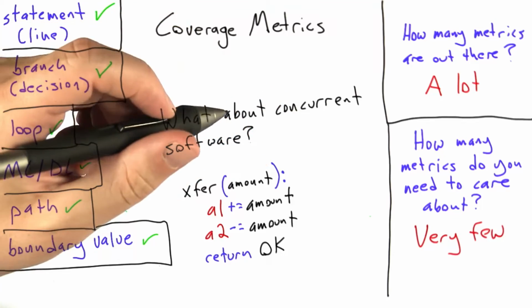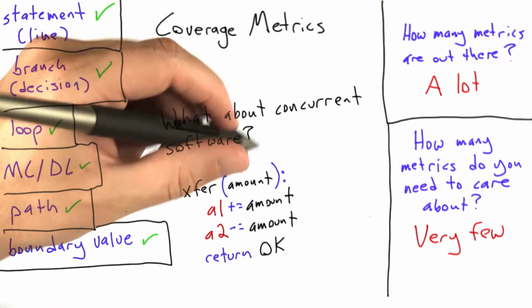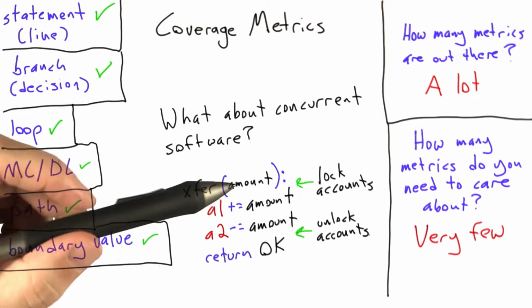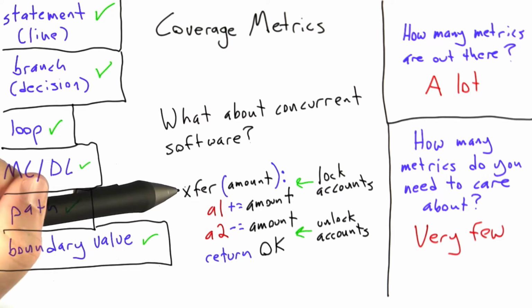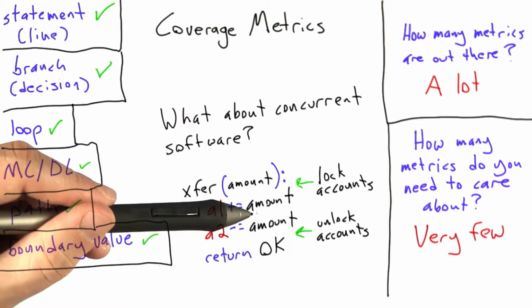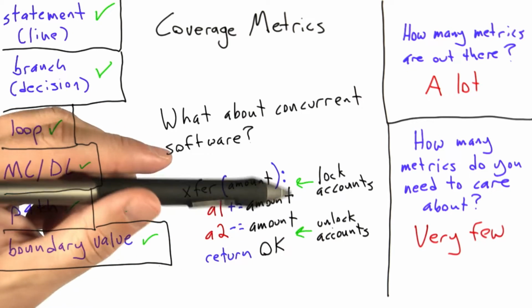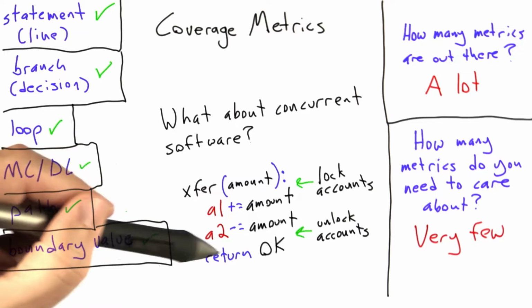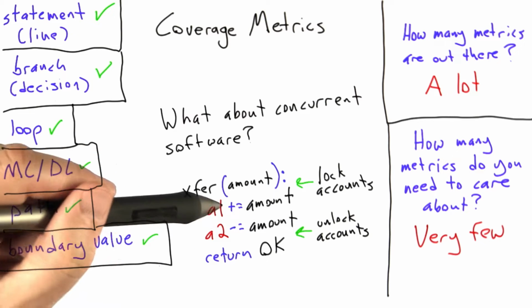Another kind of coverage that we might look for is going to be inspired by what happens after we fix this exfer function. And so the likely fix for the bug that we had in this exfer function is to lock both of the bank accounts that we're processing, transfer the balance between them, and then unlock the accounts. And what this will do is make sure that no other threads in the system are messing with the two accounts that we're updating while we're in the middle of messing with them.